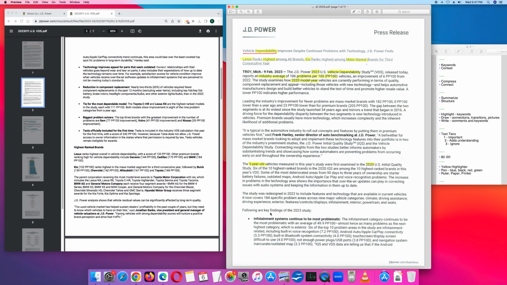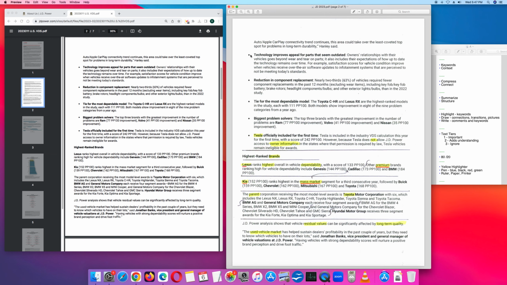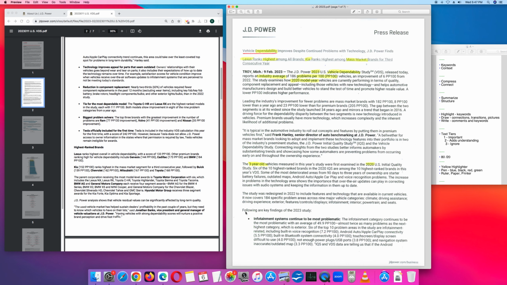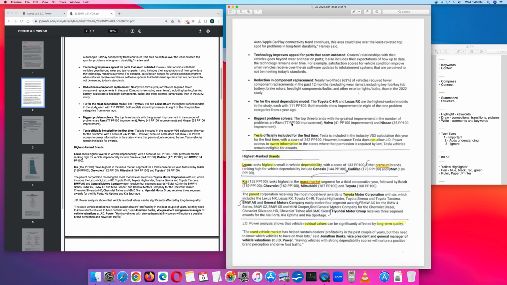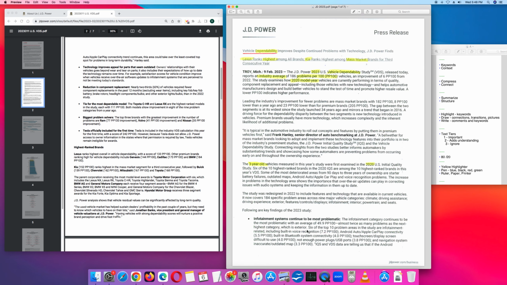Look at page 1. Here are key findings from the 2023 study. Info systems continue to be most problematic. Then they talk about it. Paragraph, space, technology. This is a good way to do it. So they have overall here, following are key findings of the 2023 study. Actually, here I would put a big header, key findings of the 2023 study. And then boldface, then discussion. Boldface, discussion. Boldface, discussion. So this is a good way to present information.